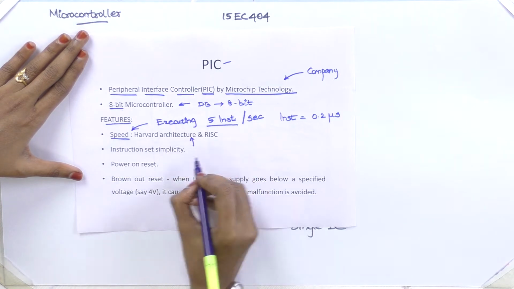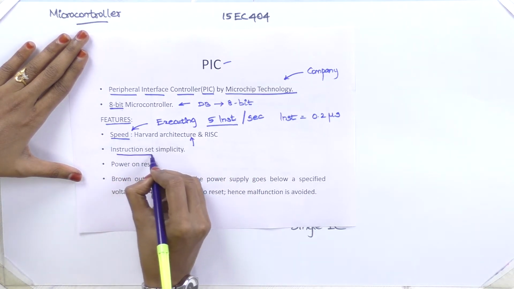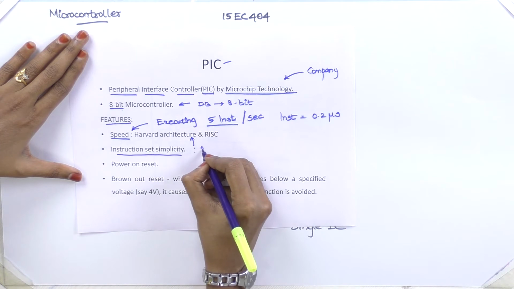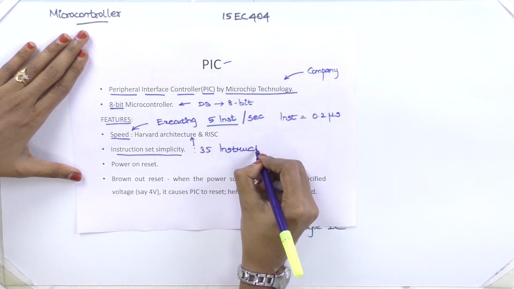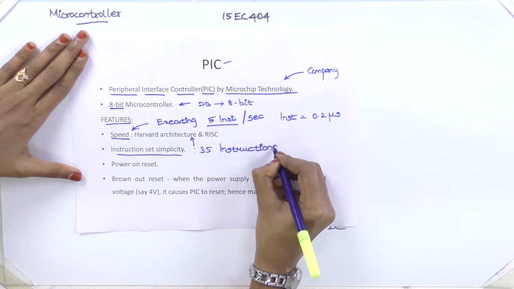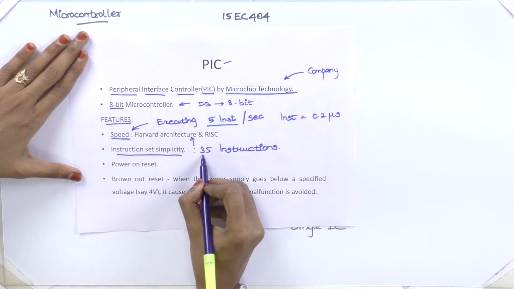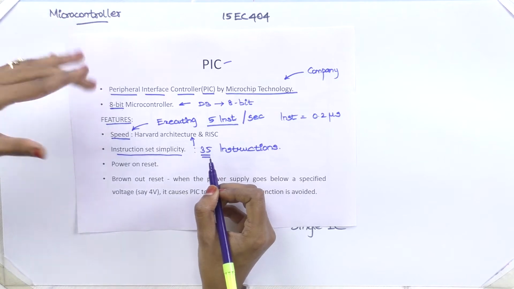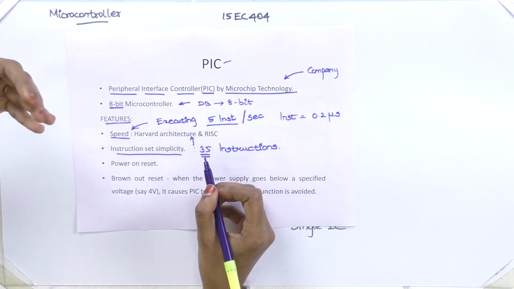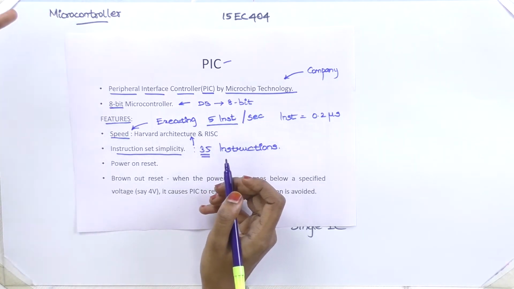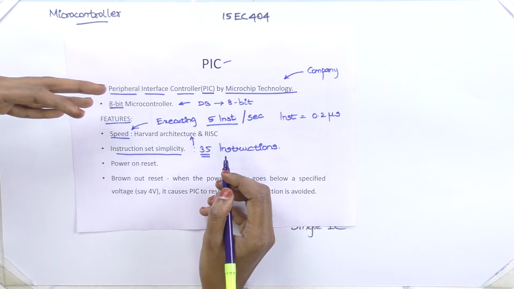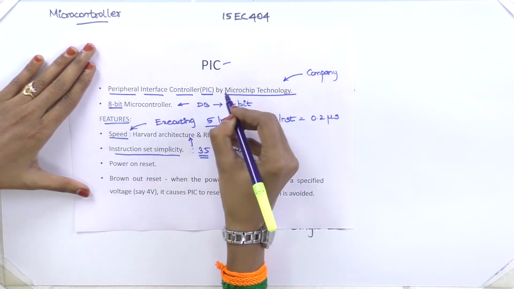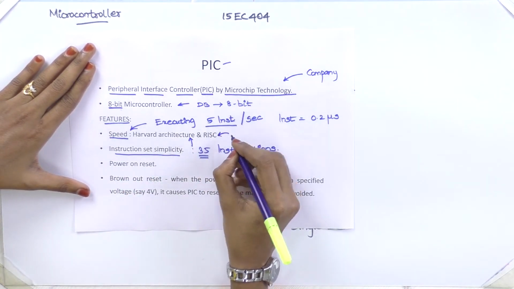Okay, so the next feature is instruction set simplicity. So here we have only 35 instructions to perform all the operations that we want to. When you compare with 8085 and 8086, in 8085 there are 76 instructions and in 8086 more than 76 instructions to perform operations. Here we have only 35 instructions. Okay, so that's why this PIC falls under the RISC sector.